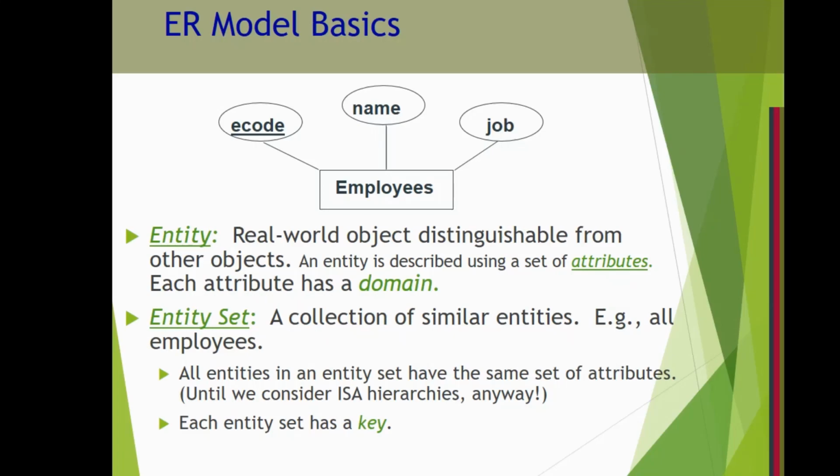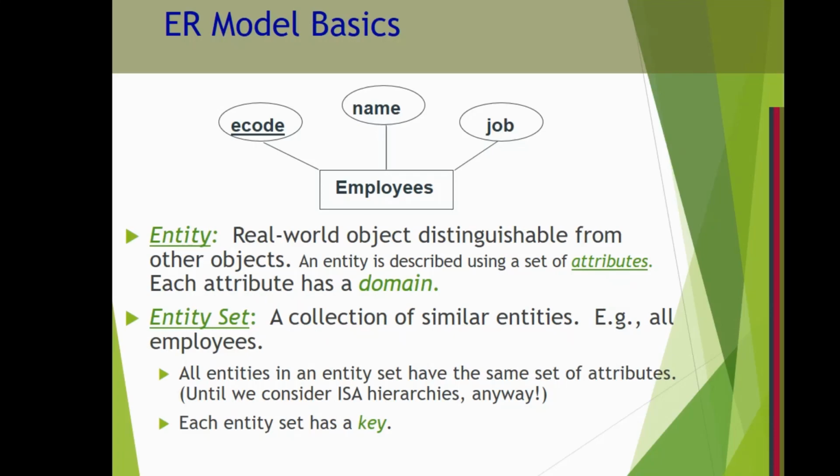Clear? Now which of the attributes is underlined in the figure? E-code. Why? Because no two employees will have the same employee code. So once you join a company, suppose the employee code is E0019. The next employee is E0020 and so on. And suppose the name of the person is the same. The person who joined was Amit Singh, the next person also joined with Amit Singh.